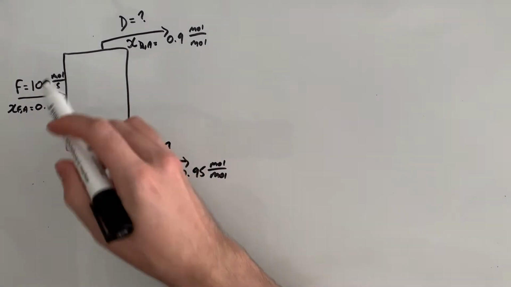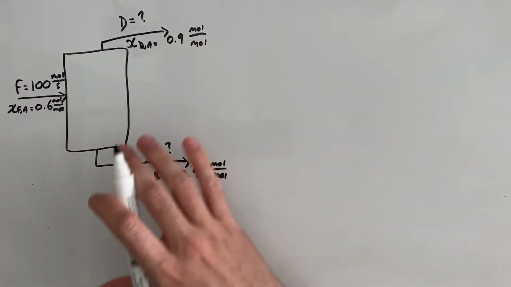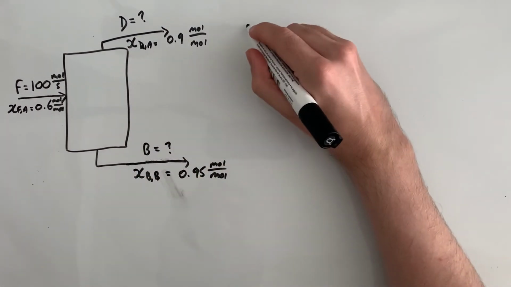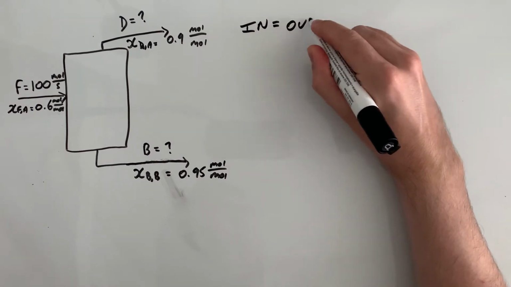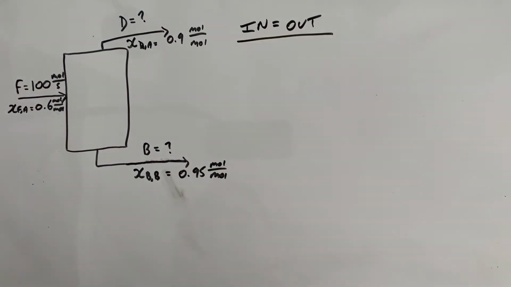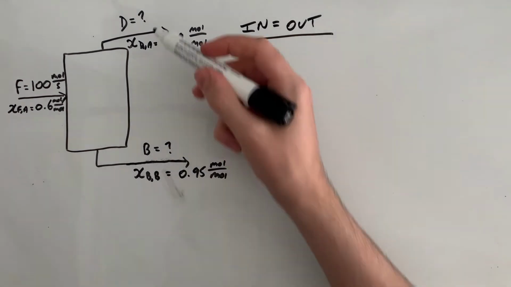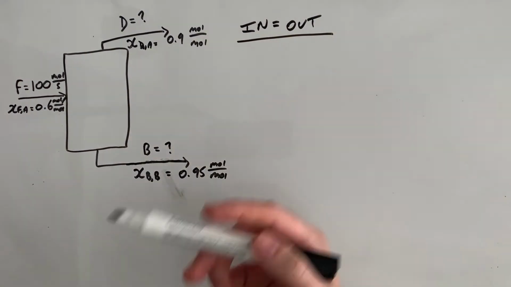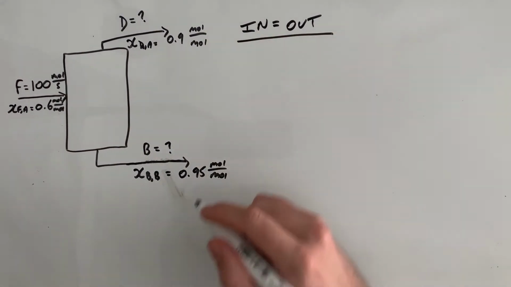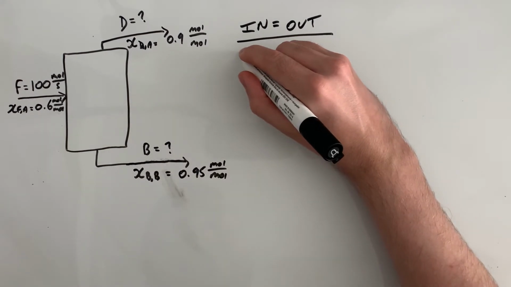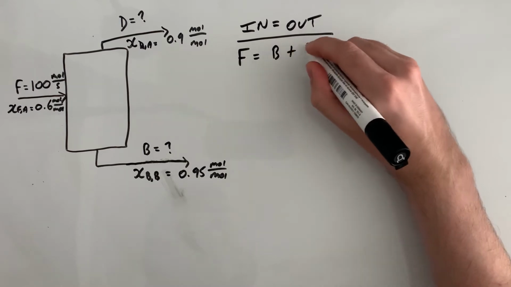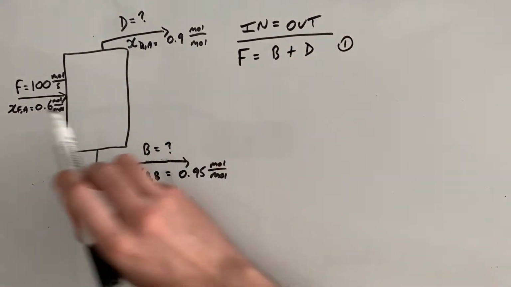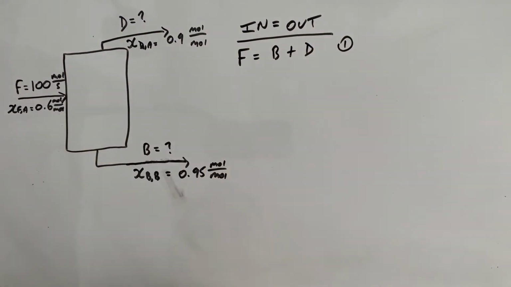So again, we're going to make the assumption of steady state. So at this stage we know that our material balance is simply going to reduce to in equals out. So for the first equation, we have two unknowns. From our degree of freedom analysis, we'll have yielded that we need to write two equations. Our first mass balance is going to be our total. So F equals B plus D. That's equation one. F coming in, D and B coming out.